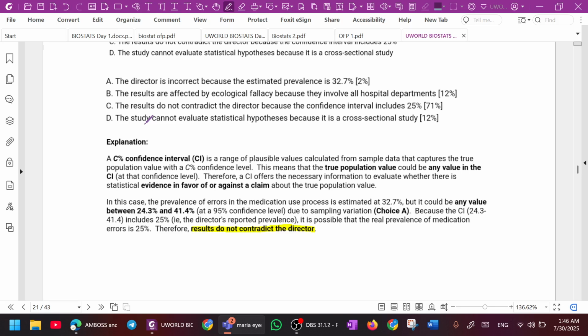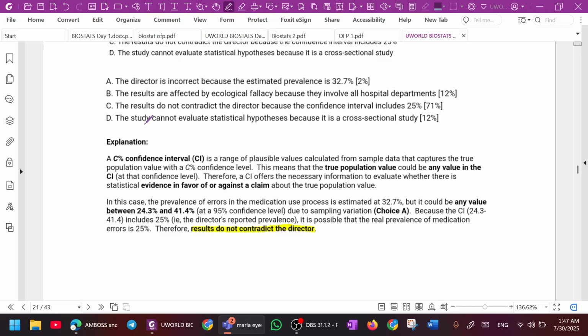Do you understand? Makes sense? Oh, they're just saying that they did the study and they found 32.7% error, and you can see the confidence interval doesn't include one, so it is statistically significant. Makes sense, right? Yes. But they're saying that they had previously asked the director of the emergency department, and the director had said that the error was 25%.